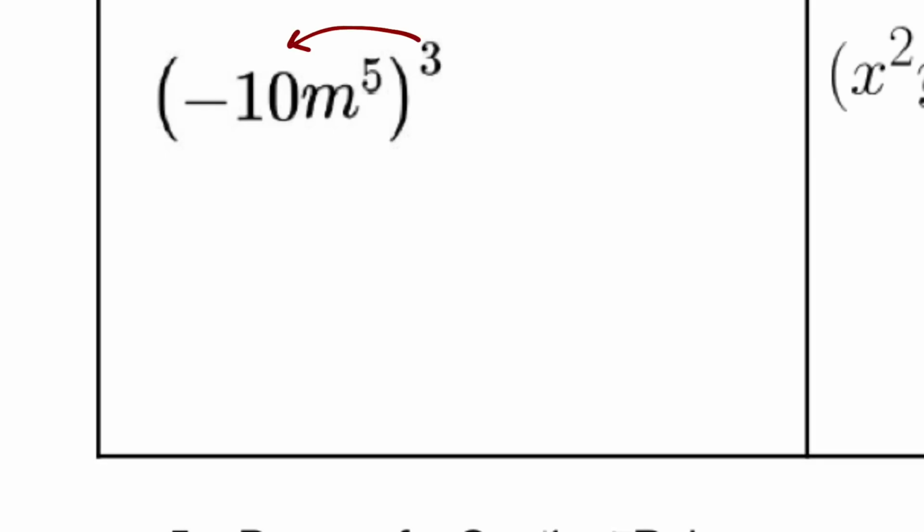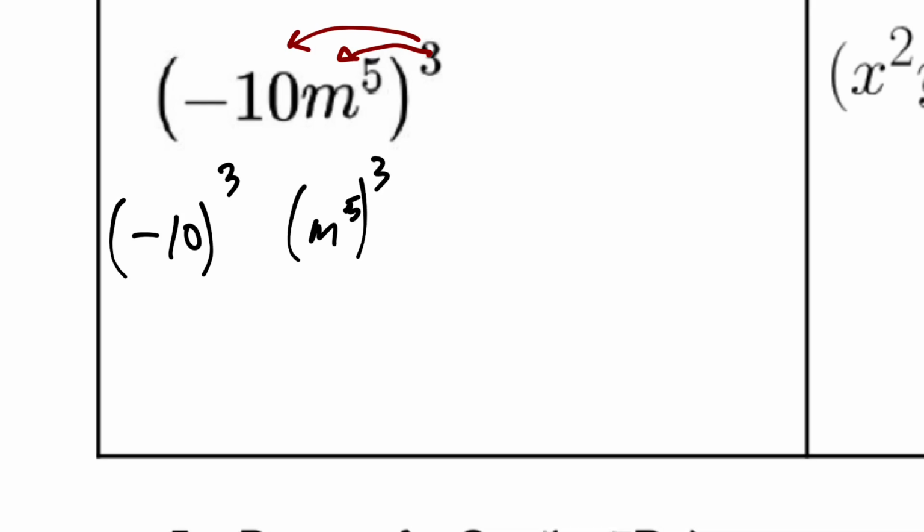Here, keep in mind that negative 10 is a separate term from m. So I can take negative 10 to the 3rd power, and I can take m to the 5th to the 3rd power. And now we're back to the power rule, and we're doing it separately for each term. I'm going to put a 1 there because there's no exponent here. So this is negative 10 to the 3rd. That's going to give me negative 1,000. And m to the 15th, 5 times 3.